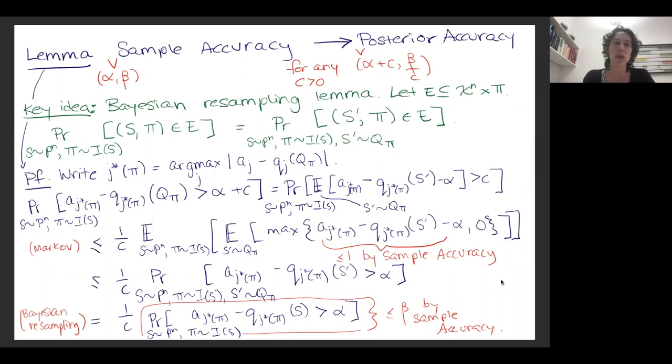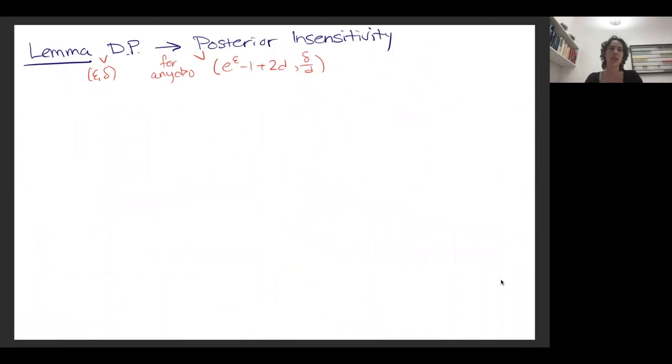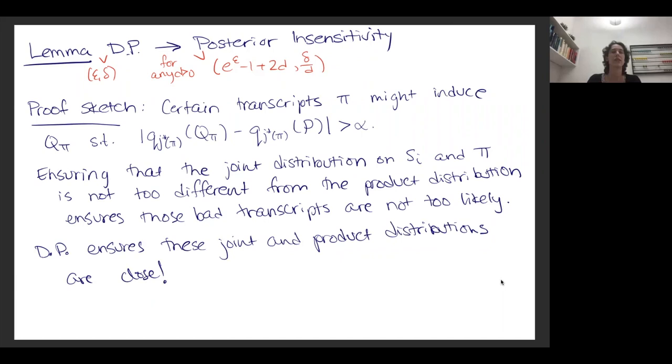For the second piece of this, we want to show that differential privacy gives us a guarantee of posterior insensitivity. And this, in some sense, already fits your intuition for what's going on. What is differential privacy doing for you? It's preventing you from doing things that encode too much about the sample. And that sounds intuitively like it should be very helpful for posterior insensitivity. So the sketch of the proof here is that we introduce some vocabulary for talking about bad transcripts. Bad transcripts are transcripts that induce posterior distributions where the queries behave very differently on the posterior than on the underlying distribution.